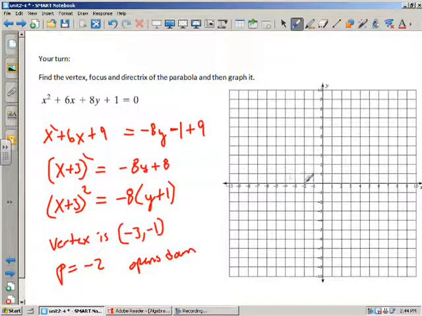And now we plot. So the vertex is at negative 3. 1, 2, 3, negative 1. My p is negative 2, so I'm going down. 1, 2. There's my p. There's my focus. So I've got a distance of 2 here. I want to go a distance of 2p this way and 2p this way. So I go 1, 2, 3, 4. I get 4 because it's 2p. P is 2, and 2 times 2 is 4. 1, 2, 3, 4. It would help if I could draw. And so we get something that looks like that.